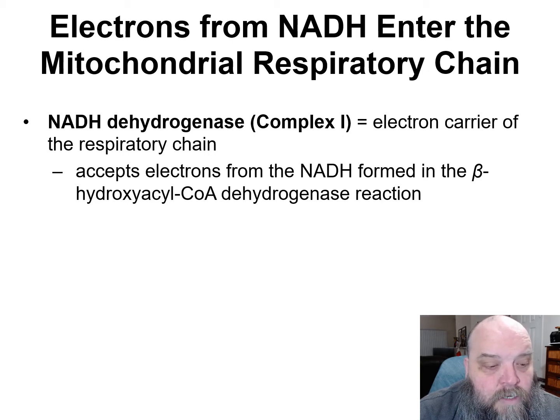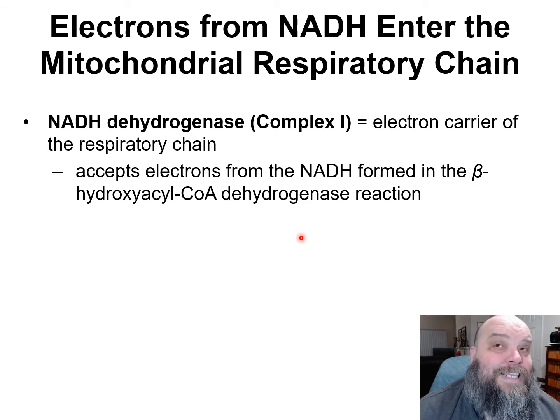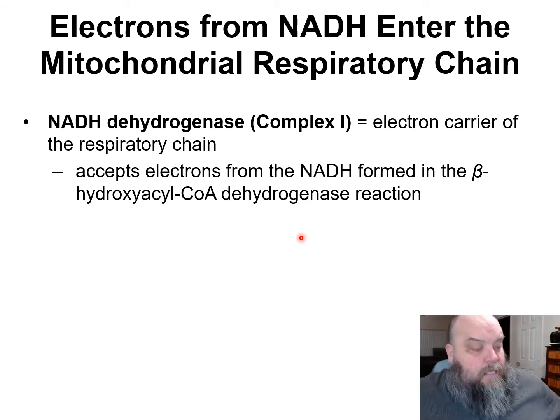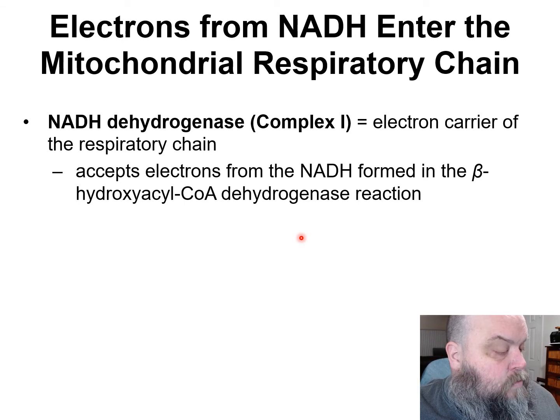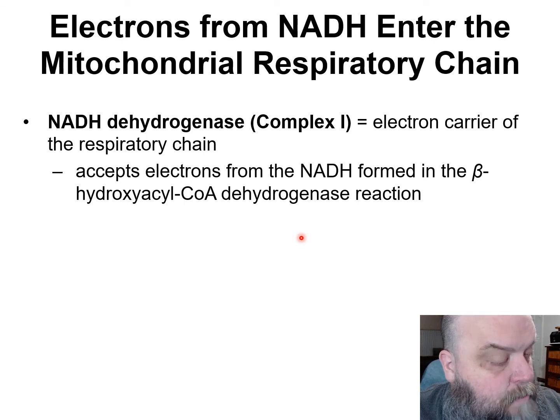These electrons are going to be entering into the respiratory chain, the electron transport chain, via the NADH dehydrogenase, complex 1. It's going to take those and start passing them along and bleeding off the energy. It accepts electrons from the NADH formed in the beta hydroxyacyl CoA dehydrogenase reaction. So basically what this is saying is the NADHs here have their own target within the cytochrome complex.